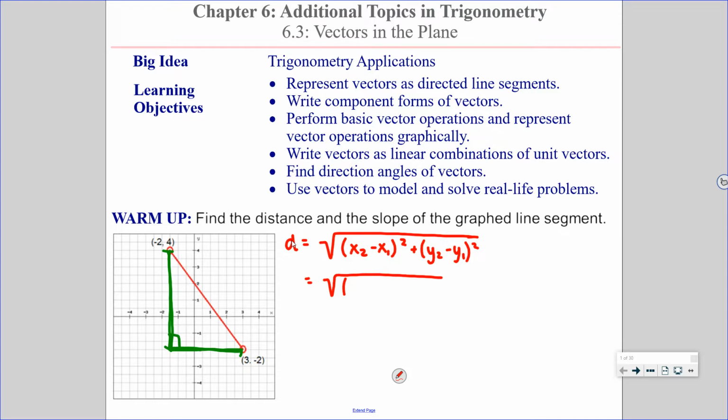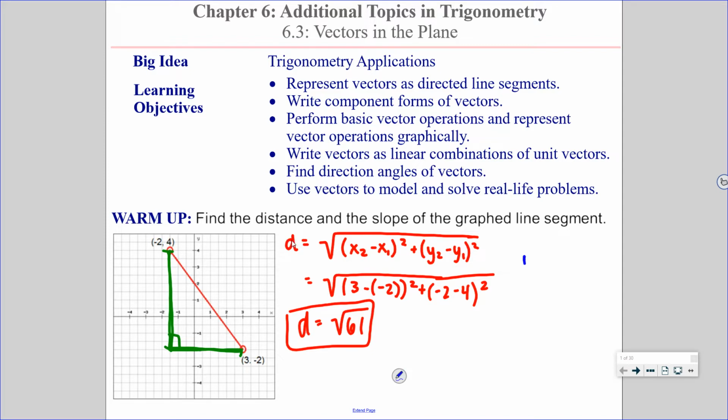So, yes, Max asked a good question. If I start with this point, 3, and I subtract this point in that order, then I have to keep it consistent because I'm subtracting. And I would do -2 minus 4. I did end up getting the square root of 61. That's what I got. We got that first time.